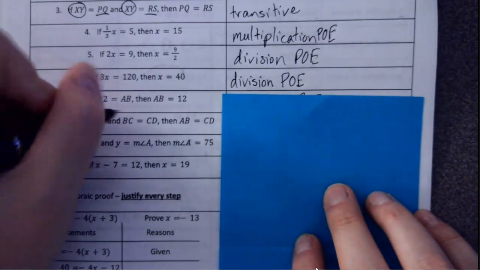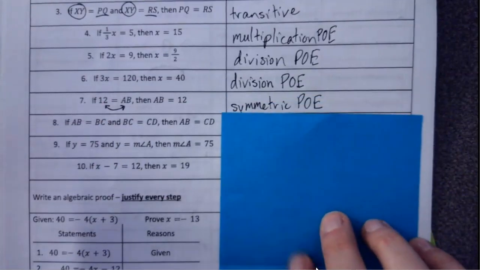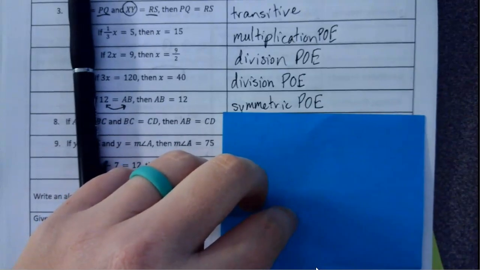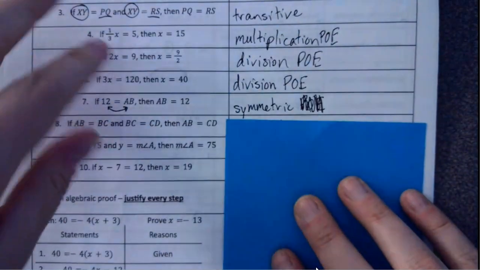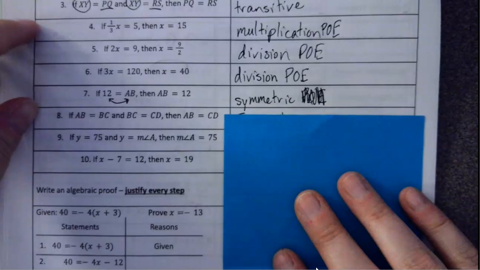This is the symmetric property. So symmetric switches. Symmetric property, it's not the property of equality, I don't think. Well, actually, I don't remember. It's just this symmetric property. I'm just going to write symmetric. It's not really that big of a deal, but the only ones that are property of equality are the multiplication, division, subtraction, addition, because you're doing that on both sides of the equation.